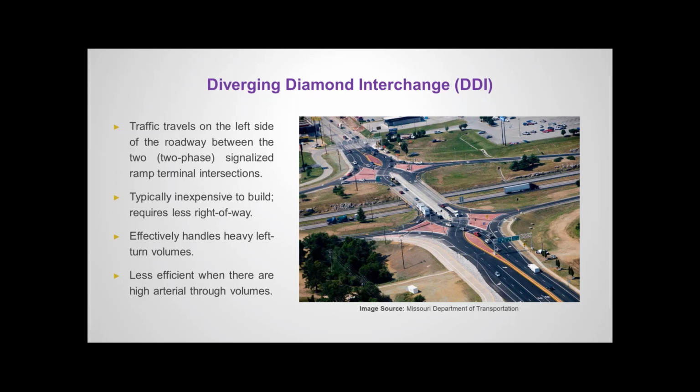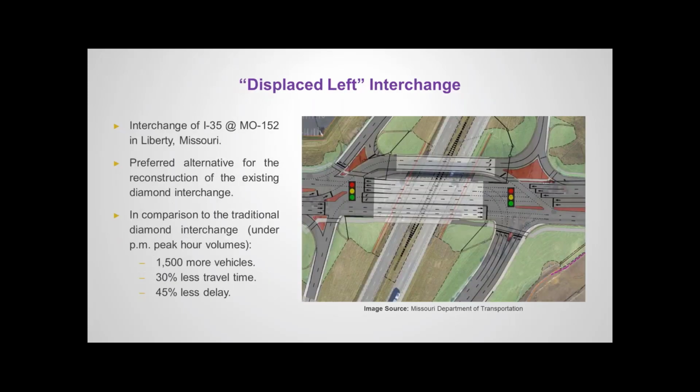So to anticipate all of these problems and try to solve them in terms of the DDI, I first saw that in Missouri, they considered this displaced interchange, and they actually built it.